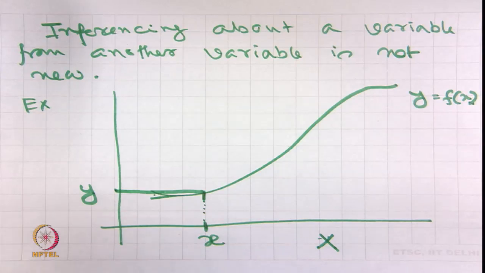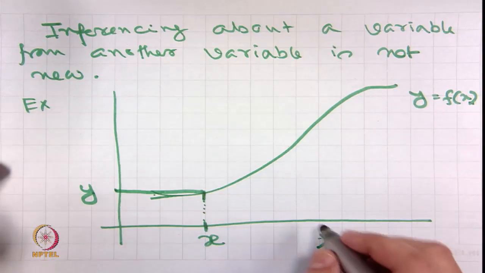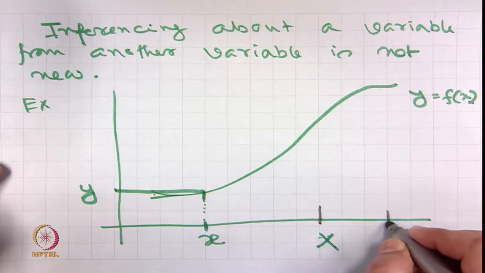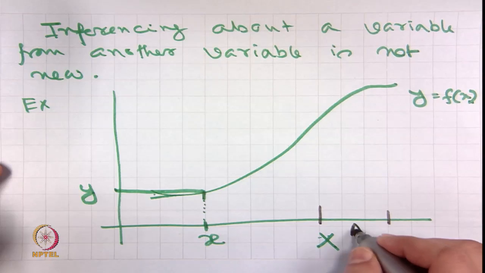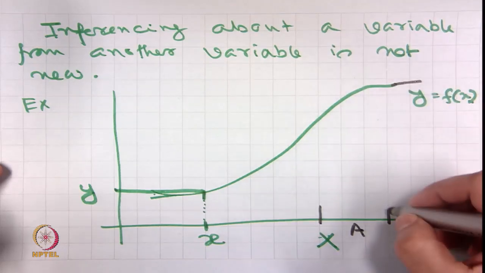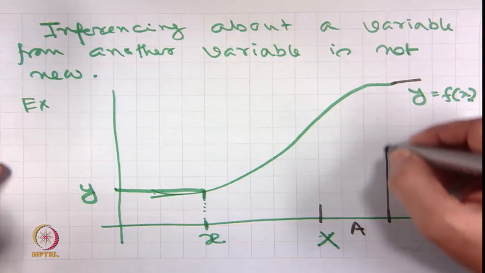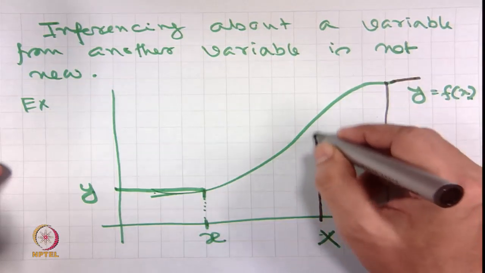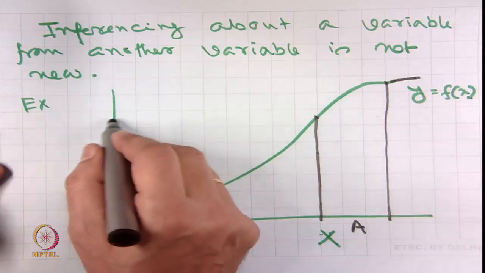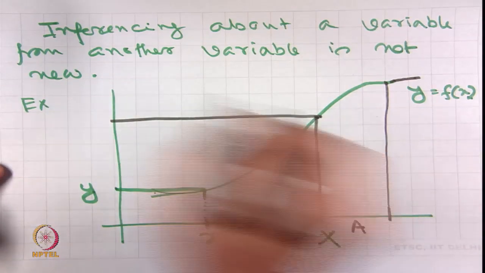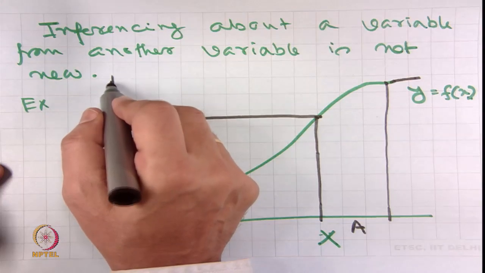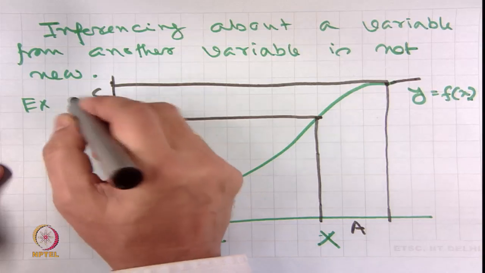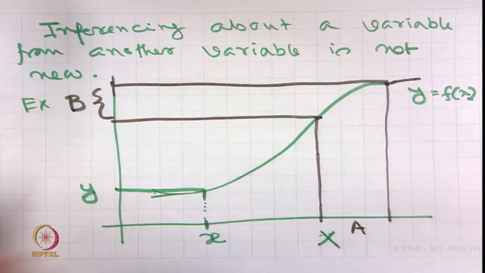In fact, we can go even further. Suppose we give an interval on x and I call it A, then we can see that the value of y is going to be in this set or in this interval, which we call B.